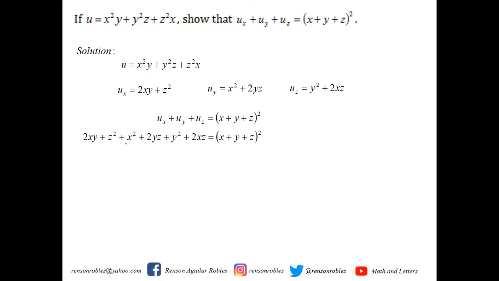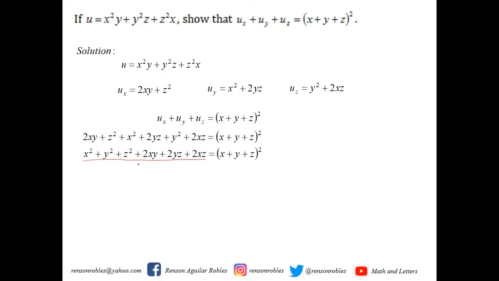And then the next thing to do is to rearrange this expression on the left side. So we shall have x squared plus y squared plus z squared plus 2xy plus 2yz plus 2xz. And we shall have this. Okay. And then you will observe that this exhibits a special pattern of special product, okay, of the form square of a trinomial.